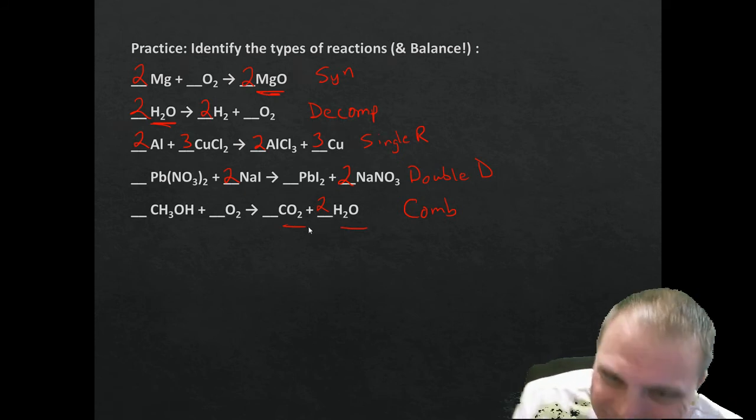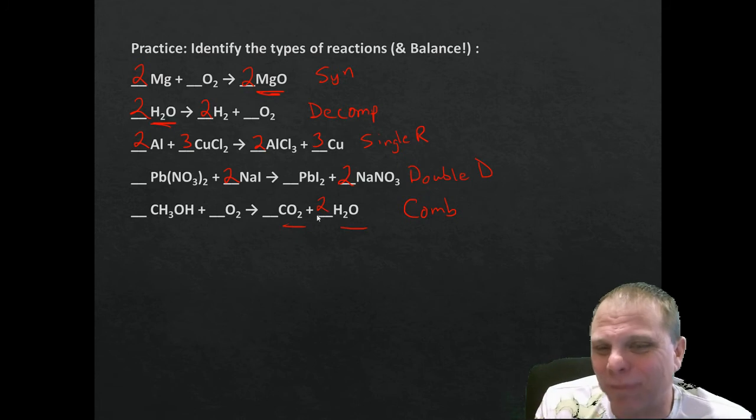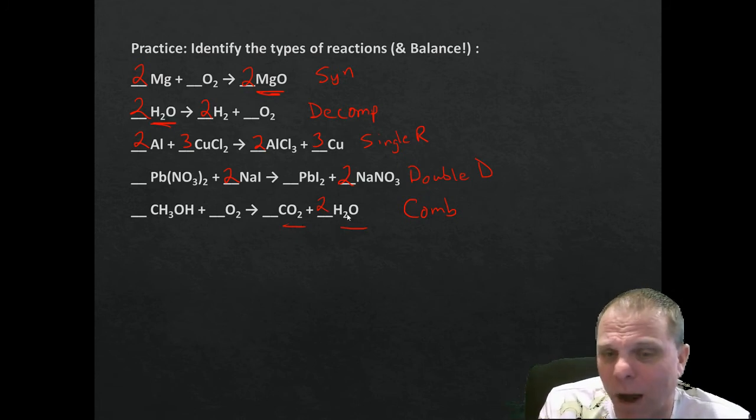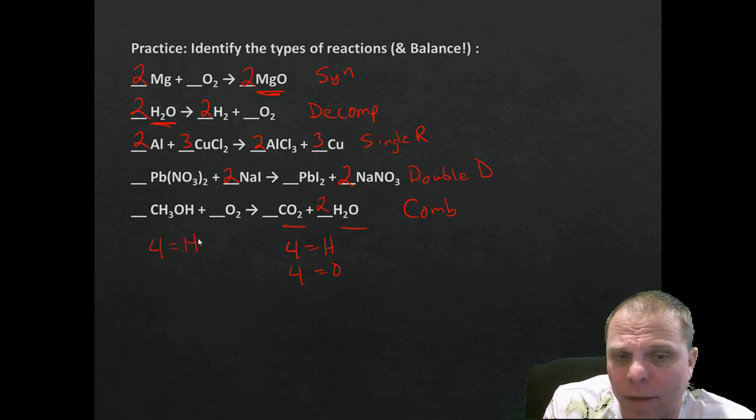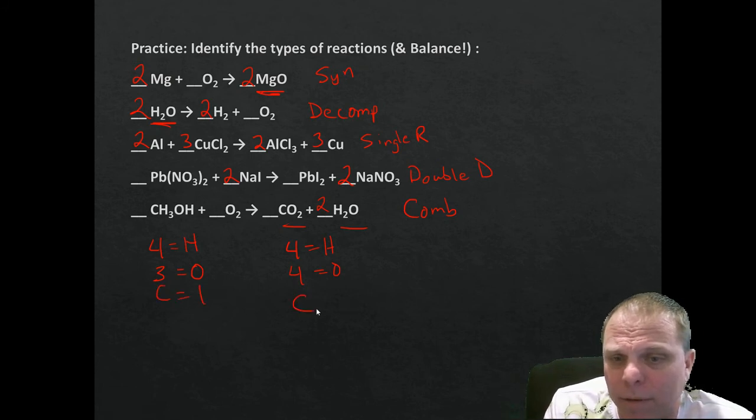Okay, let me try that again. On this side, I have 4 hydrogens and 4 oxygens. On this side, I have 4 hydrogens. And then right now I have 3 oxygens, right? And so my carbons are balanced, though, so I'm okay there. I've got 1 carbon on both sides.